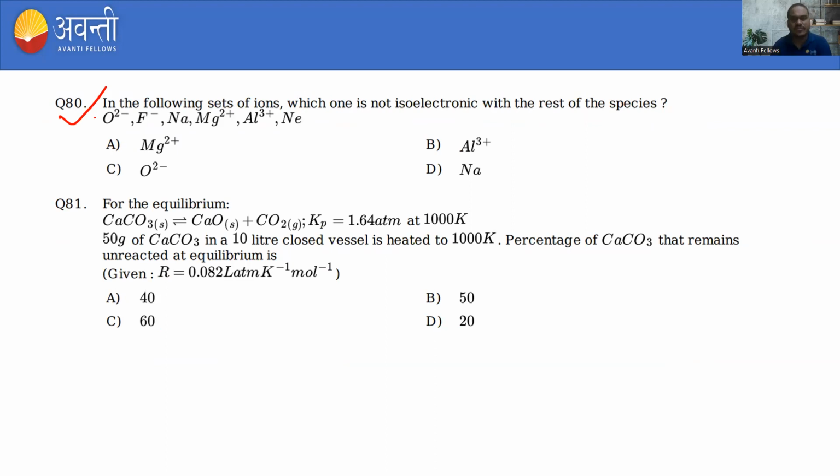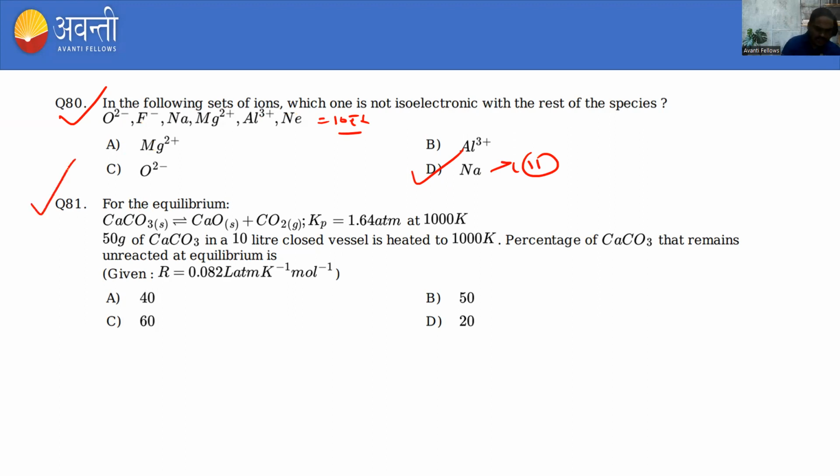In the following sets of ions, which one is not isoelectronic with the rest of the species, right? So this is again a very simple question from the periodic classification. They all have 10 electrons, because oxygen has 8, with a negative charge it becomes 10. Fluorine has 9, with one negative charge, so it becomes 10. So they all have 10 electrons. Only sodium has 11 electrons, so it is not isoelectronic with them. Okay, so it's a very simple question.